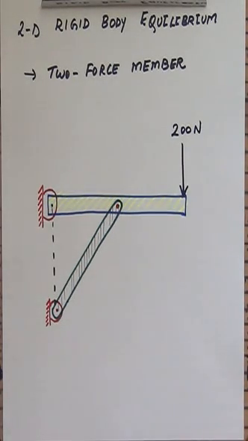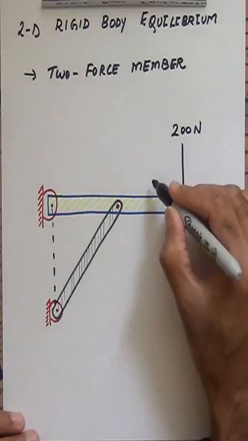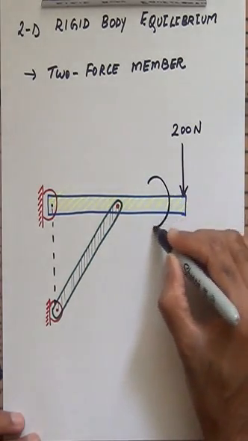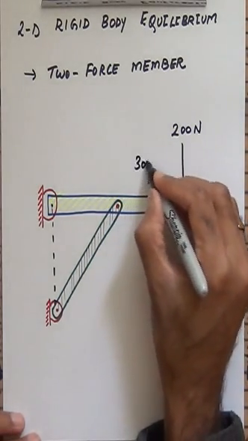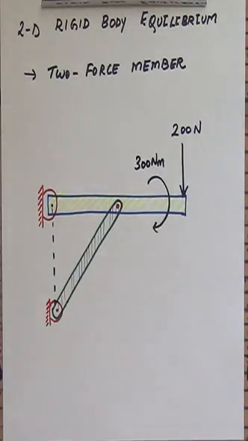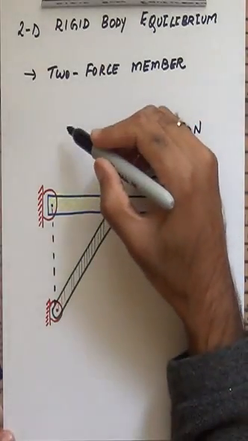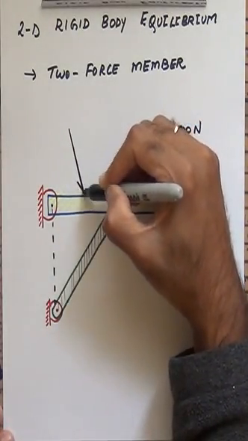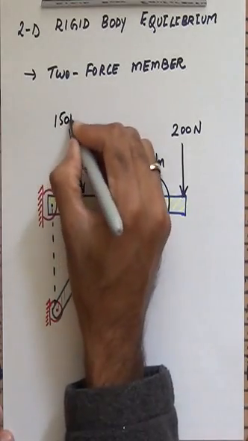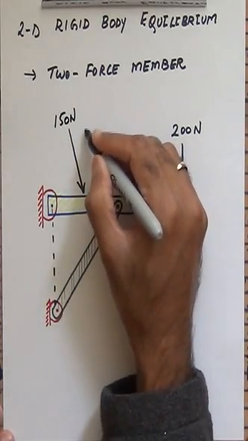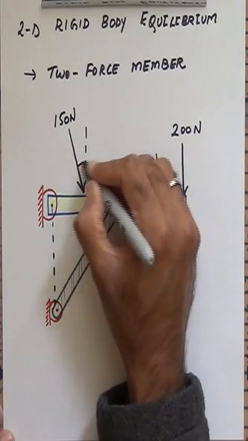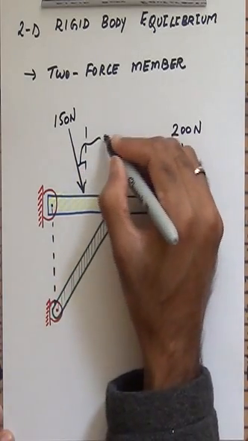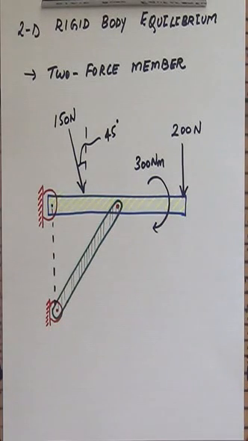Then I'm going to have a couple moment which is acting on the horizontal bar. This has a magnitude of 300 Newton meters, and it is drawn in the clockwise direction. As you can see, the fingers of my right hand, if I curl it along the direction of the couple moment, it is pointing in the clockwise sense. Then I have one more force of magnitude 150 newtons which is acting at an angle of 45 degrees to the vertical or to the horizontal. 45 degrees is the bisector of the 90 degree angle here. So this angle here is 45 degrees.